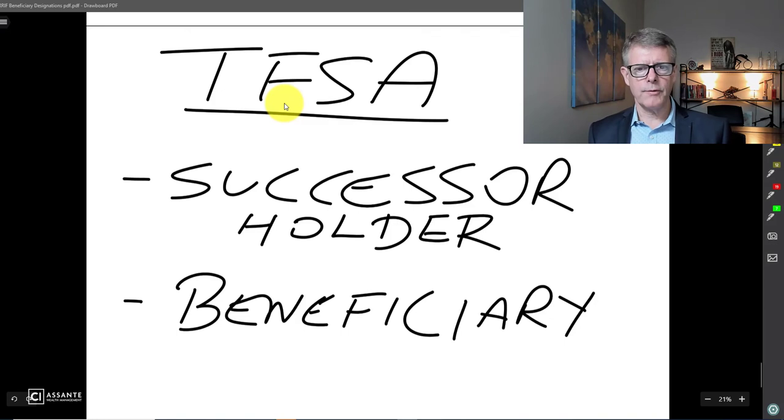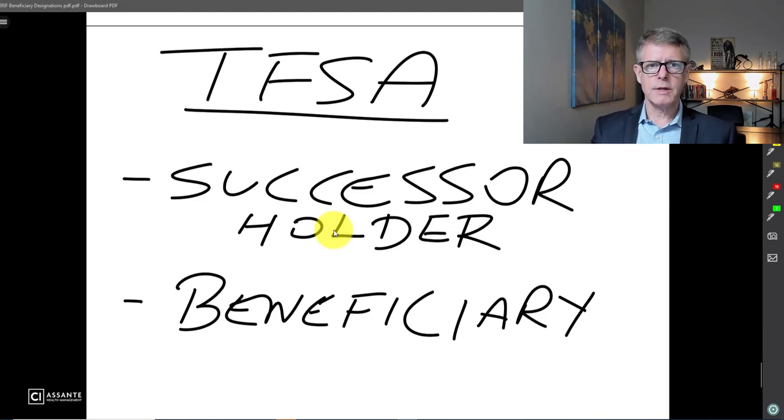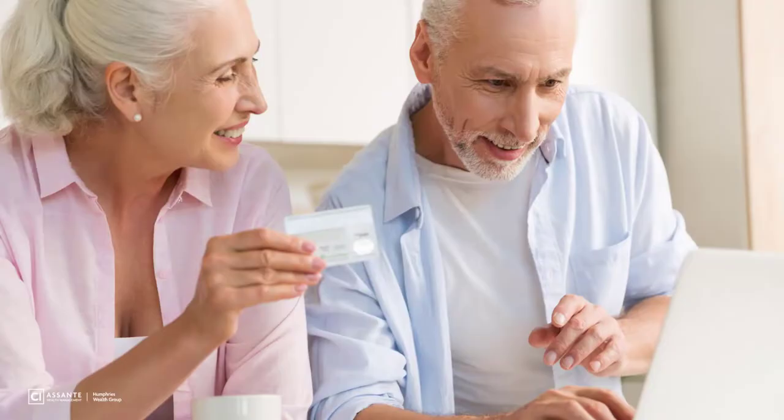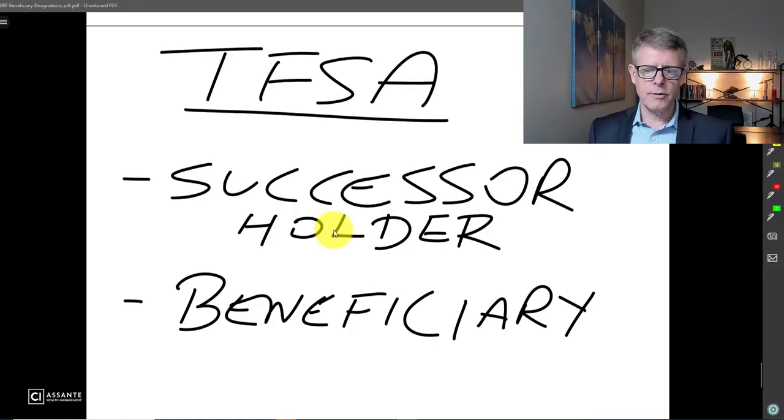And then I just want to make a couple of quick comments about tax-free savings accounts. So like an RRSP account or a RRIF account, you can have beneficiary designations on these accounts. So typically if you have a partner or spouse, you can list them as a successor holder, which means that they could have their own TFSA, and then your TFSA just gets moved into their name as well. So you double up that tax-free savings account room, and they get the total value of both their account and your account together. The other option is a beneficiary.